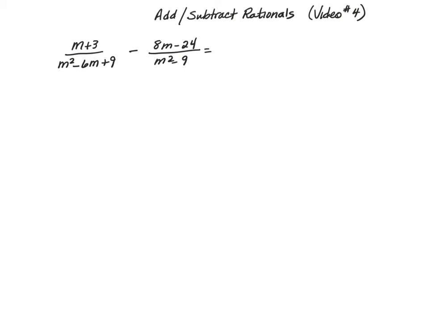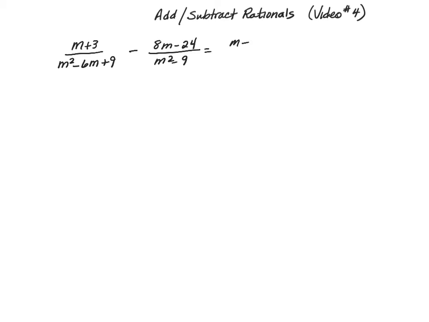You can see the problem that we are going to be working on, our fourth video on adding and subtracting rationals. The very first step that we have to accomplish is to factor our numerators and denominators as we strive to find the least common multiple, or the least common denominator, which will be the least common multiple of those denominators.